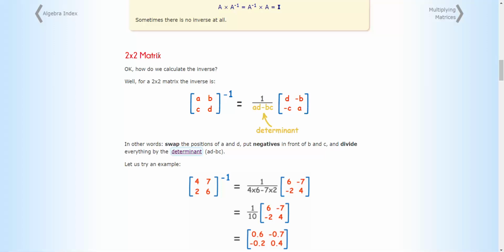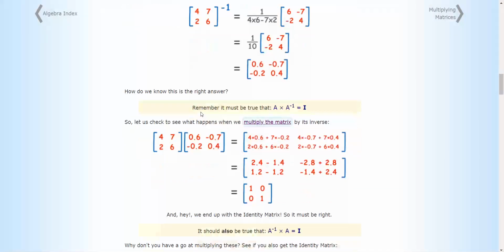How do we calculate the inverse? This is important. For a 2 by 2 matrix, the inverse is 1 over AD minus BC. In other words, swap the positions of A and D, put negatives in front of B and C, and divide everything by the determinant.